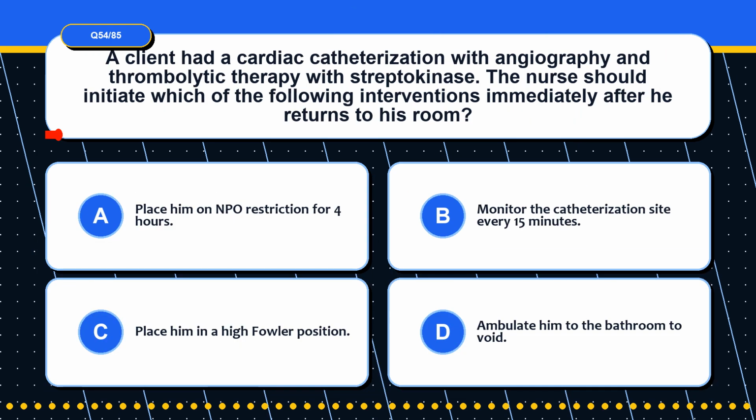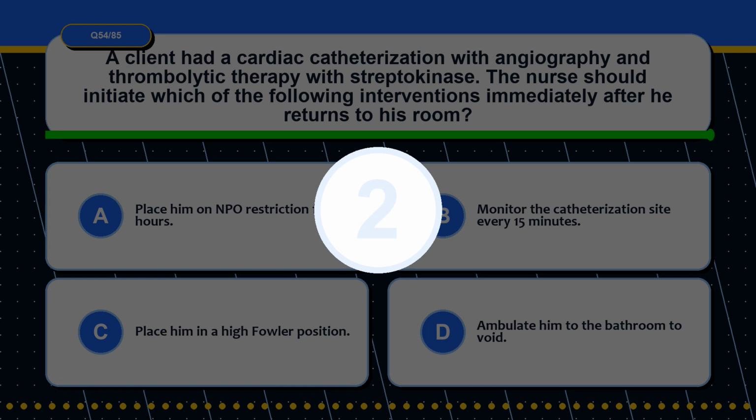Question 54. A client had a cardiac catheterization with angiography and thrombolytic therapy with streptokinase. The nurse should initiate which of the following interventions immediately after he returns to his room? Here are the options. Option A. Place him on NPO restriction for 4 hours. Option B. Monitor the catheterization site every 15 minutes. Option C. Place him in a high Fowler position. Option D. Ambulate him to the bathroom to void.